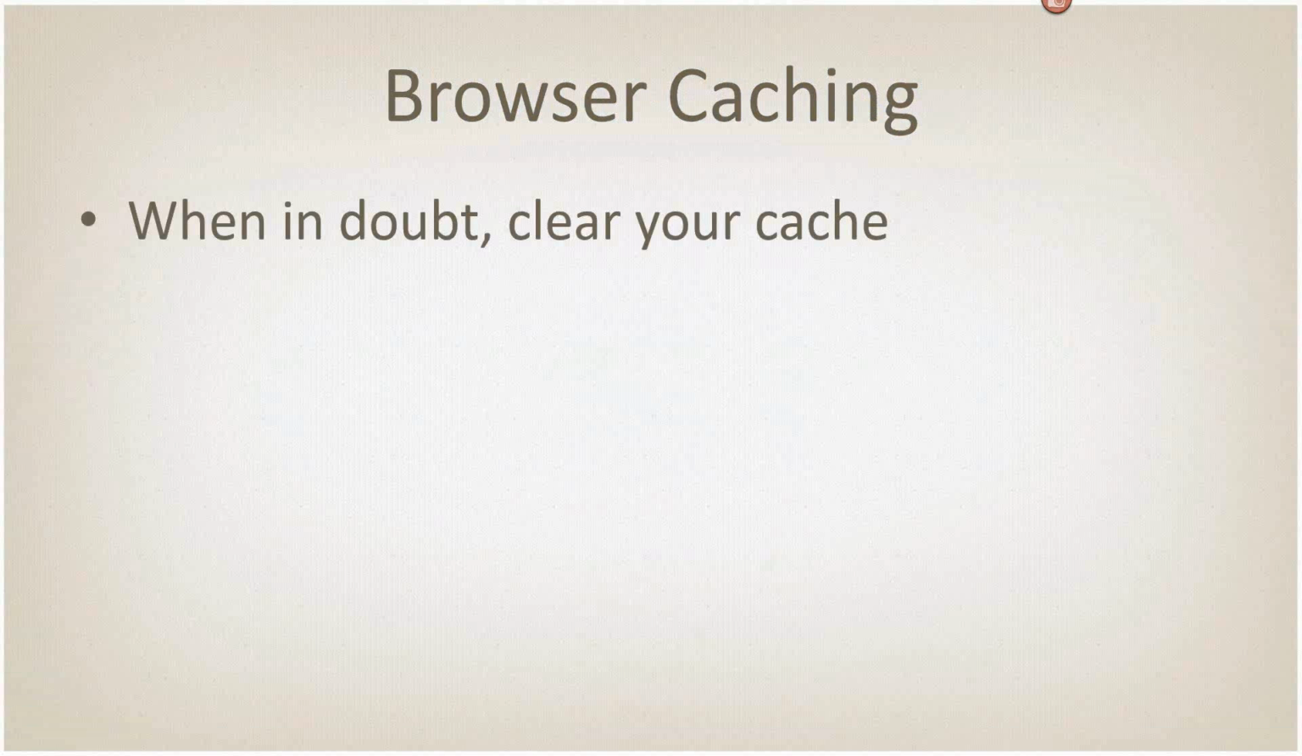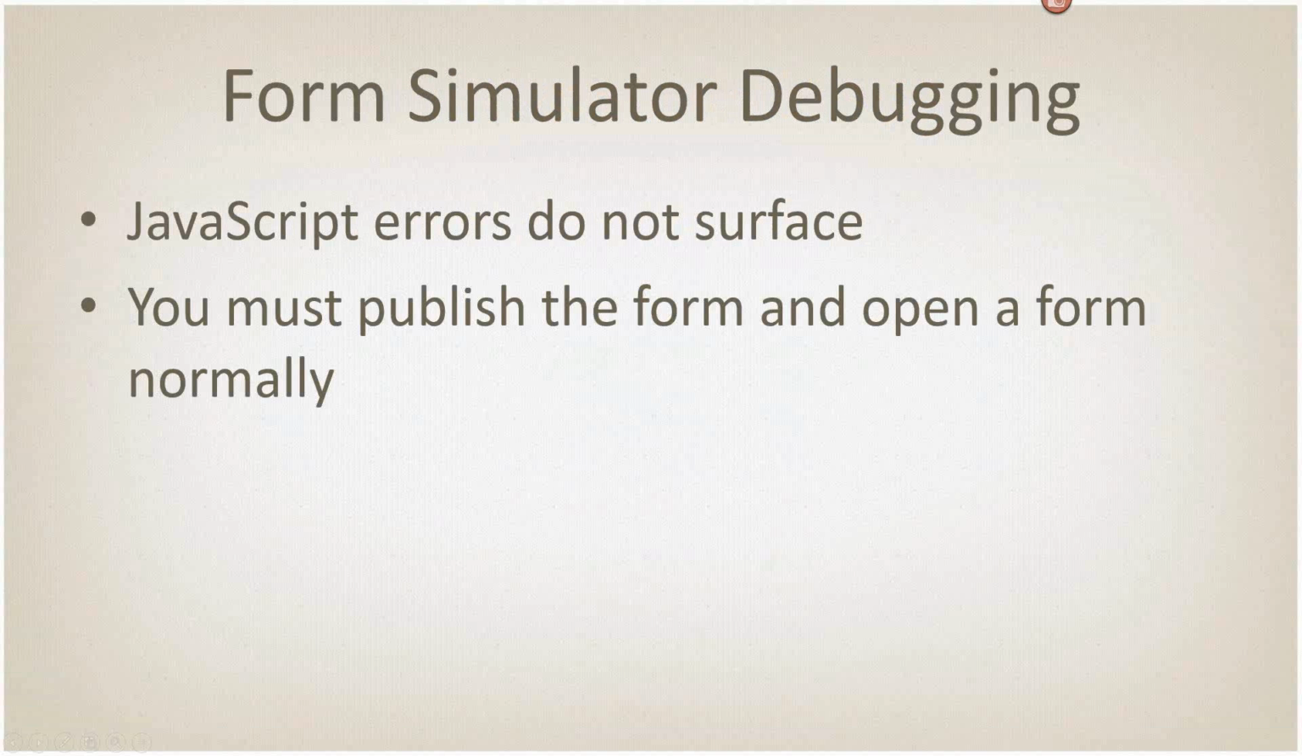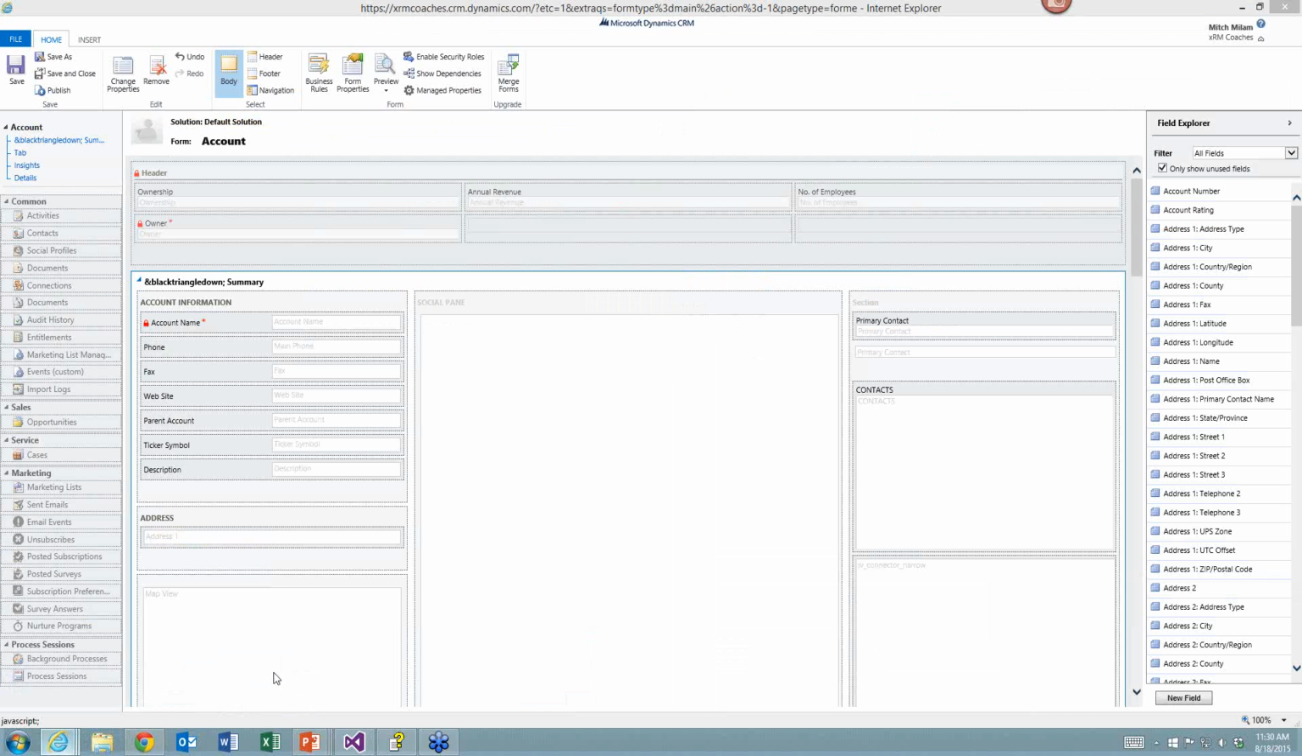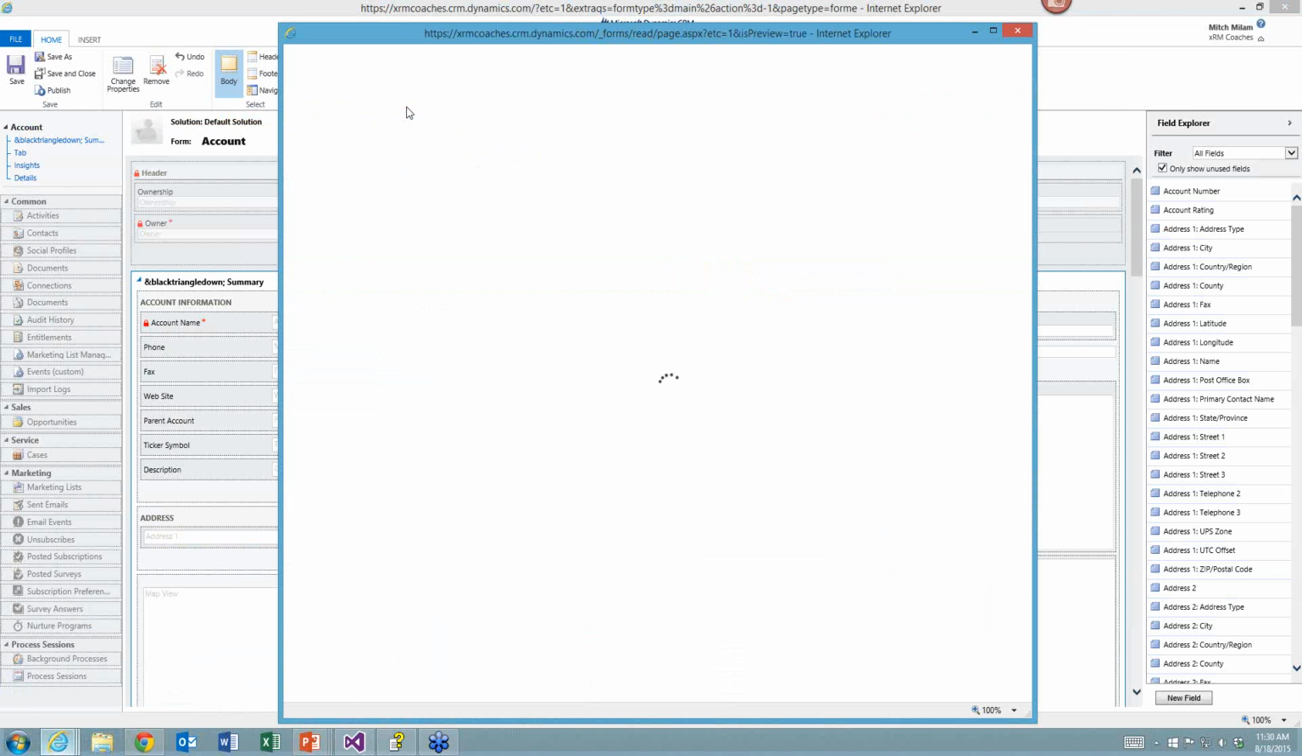Okay, so tips and tricks. Browser caching we already covered. Form simulator debugging. If you don't know what I'm talking about, I'm talking about when you're in the form editor and you select preview, create form. Since about, I would say at least 2013, maybe some parts of 2011, I'm not positive if it changed after UR8 or not, you pretty much cannot debug your JavaScript from within the preview window. It just doesn't work. Like I said, 2015 for sure, it doesn't work.